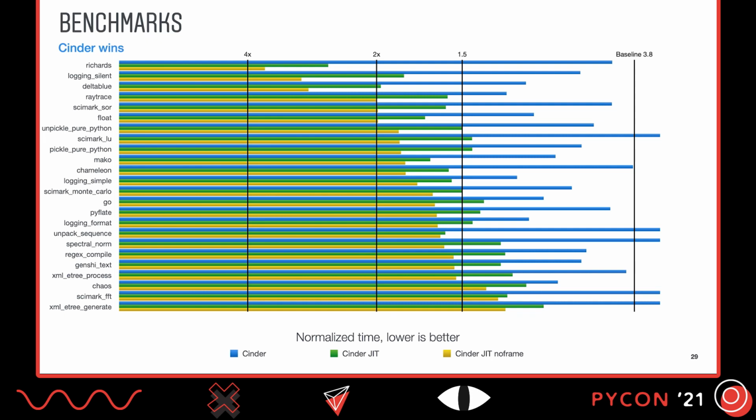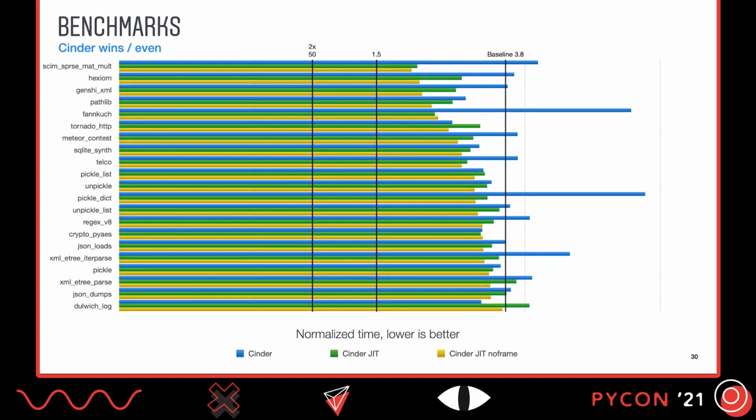There's still a few issues with it, but this is ultimately the mode that we intend to run on long term. The green bars here are just the normal Cinder JIT, and so those actually have frames, and then the blue bars are just Cinder, so all of the various optimizations excluding the JIT. These wins continue through these other benchmarks. And you can see that generally speaking, the JIT is a win. Sometimes Cinder is a loss. We haven't really dug into these yet.